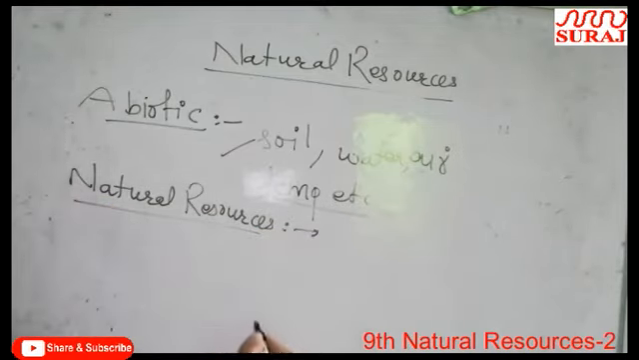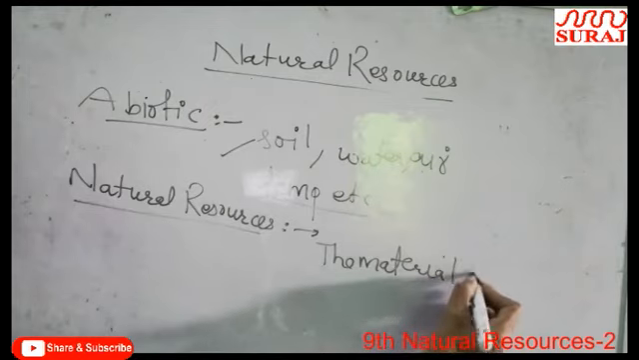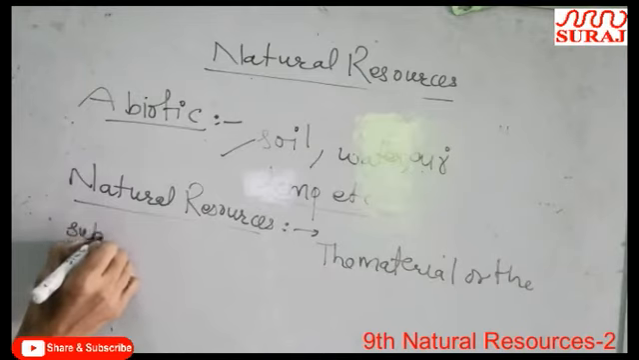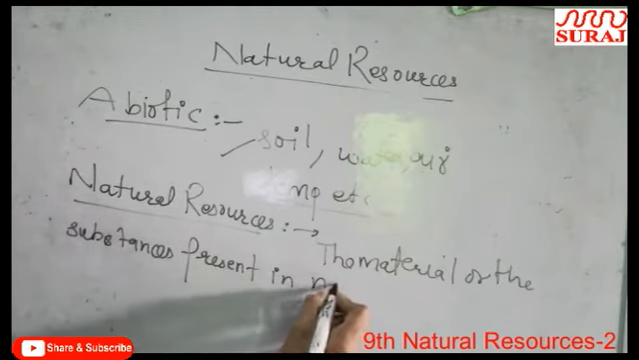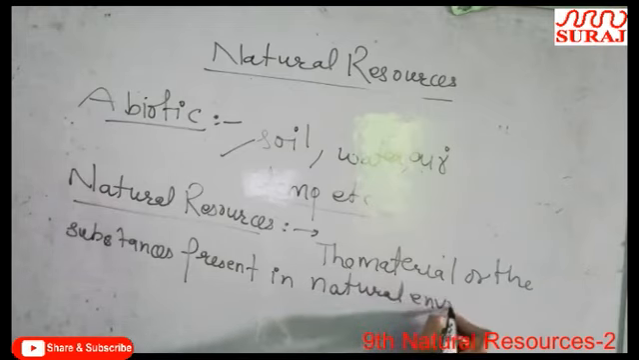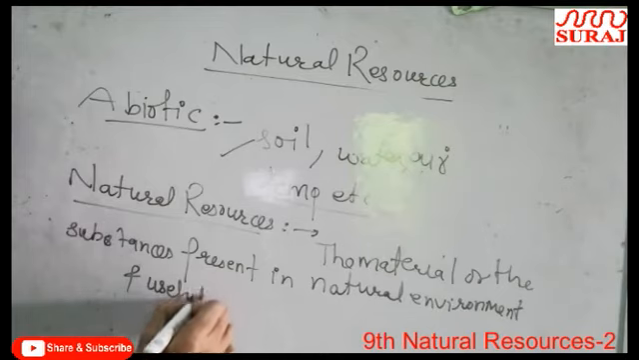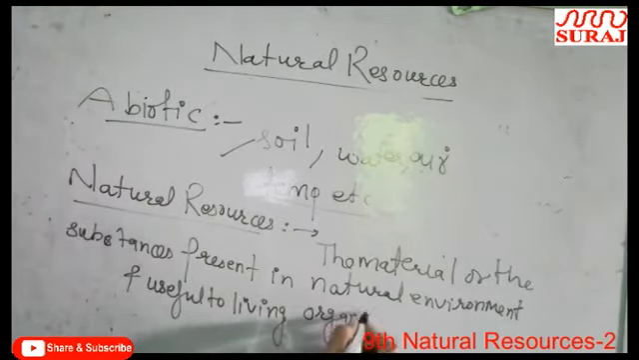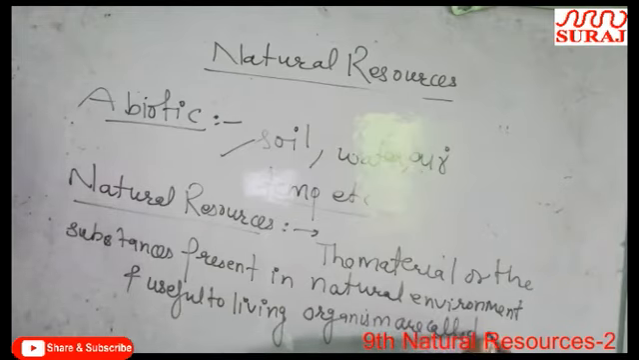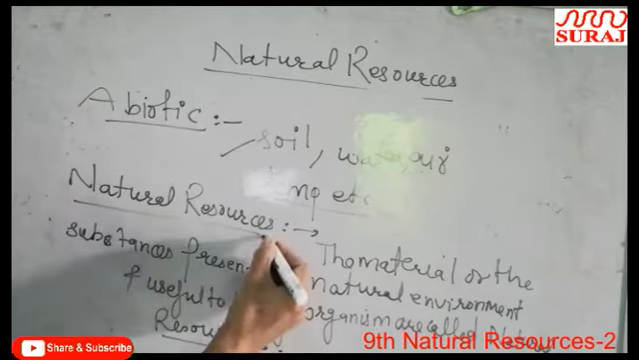Natural resources क्या होते हैं? Natural resources: the material or the substances present in the natural environment, जो natural environment में present हैं, and useful to living organisms, are called natural resources. The resources which are present in the natural environment and useful for living organisms to survive on the earth or environment are called natural resources.